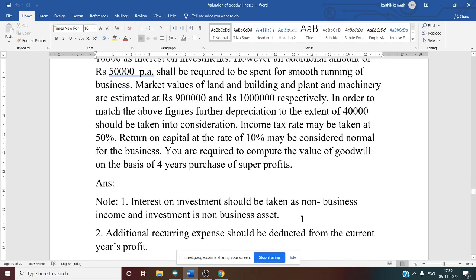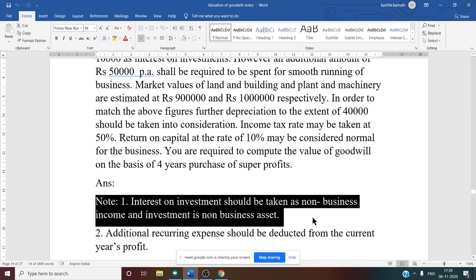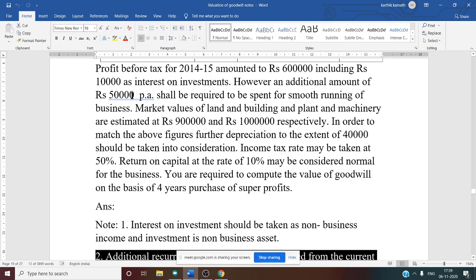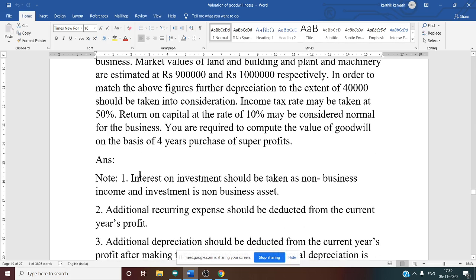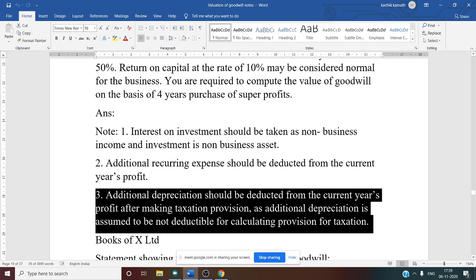See this solution part. First one, interest on investment should be taken as non-business income, and investment is non-business asset, that we know. Then second one, additional recurring expenses should be deducted from the current year's profit. So what is that? Additional recurring expenses, this 50,000 that we need to deduct. Then additional depreciation should be deducted from current year's profit after making taxation provision. As per the rule, additional depreciation is assumed to be not deductible for calculating the provision for taxation.